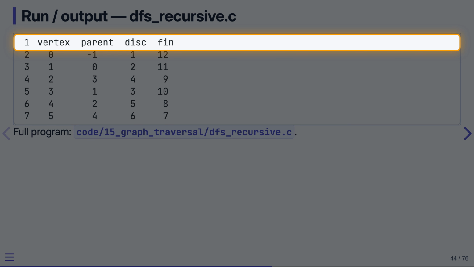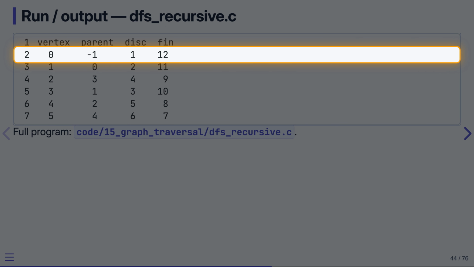This is what the program prints. Each row shows 1 vertex, its parent, its discovery time, and its finish time. Vertex 0 is the source. Its parent is -1, which means it has no parent. Its discovery time is 1, and its finish time is 12, just like the trace.